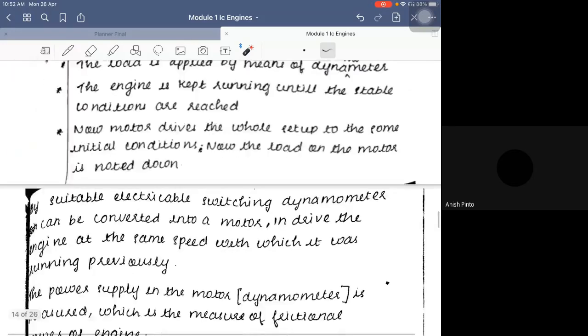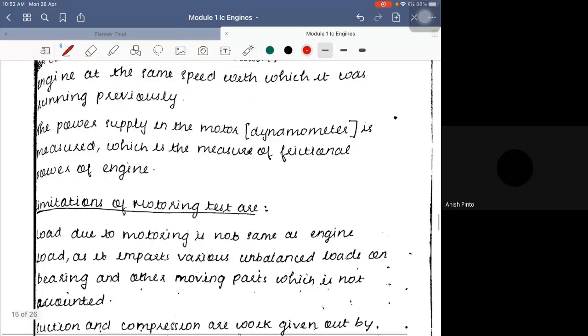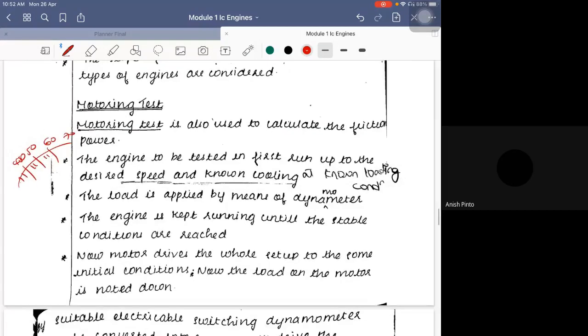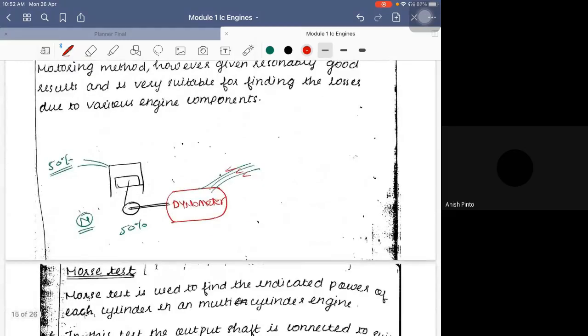You'll be supplying the power to the dynamometer, where the engine is run in a reverse fashion, to the same initial conditions. In the sense, at whatever speed the engine was running initially, at whichever cooling effect and at whichever engine RPM it was running initially, to that particular RPM you will now get the engine back using the electric power which you supply to a dynamometer like this.